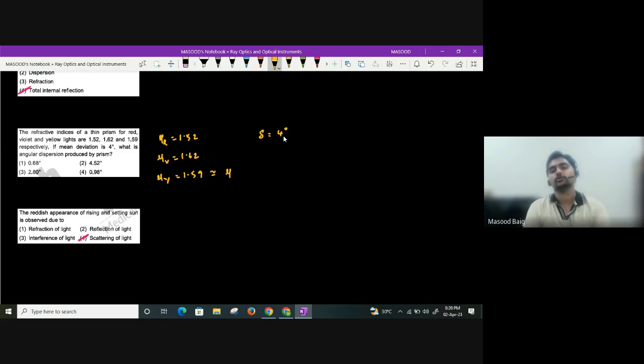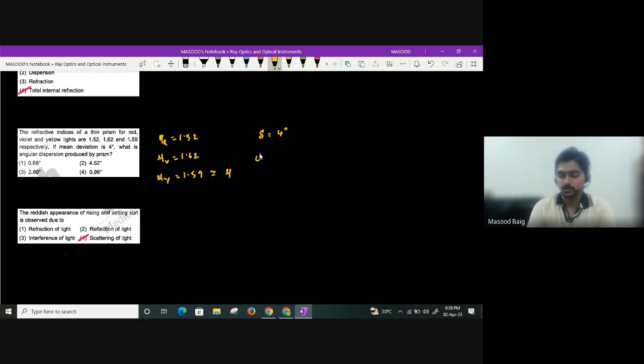What is the reason for the reddish appearance of the rising and setting sun? You might have studied this also. It is because of scattering of light, guys. Another question: the refractive indices of a thin prism, mu r for red is given as 1.52, violet as 1.62, and yellow as 1.59. I have already told you the refractive index of yellow light can be approximately taken as the mean refractive index. They are saying the mean deviation is 4 degrees. What is the angular dispersion produced by the prism?